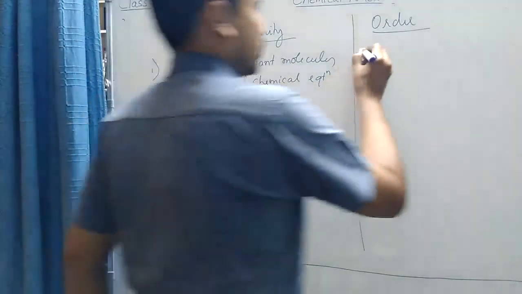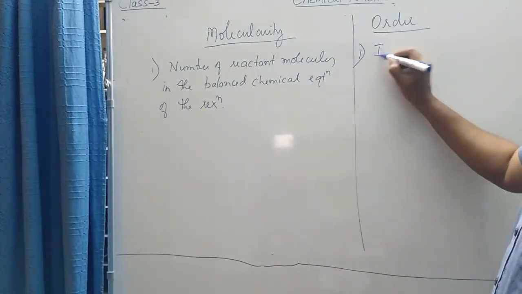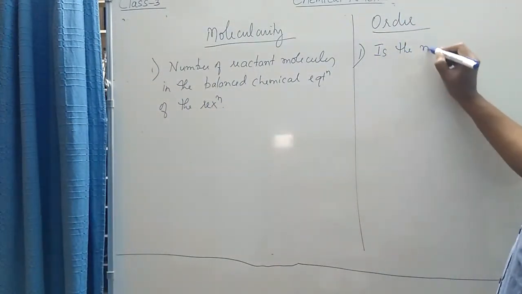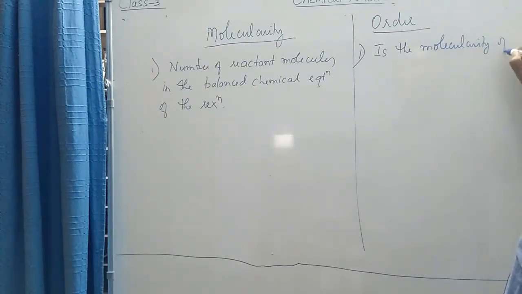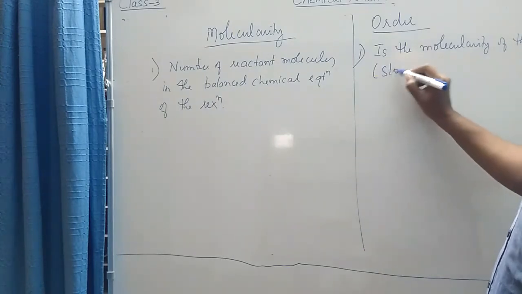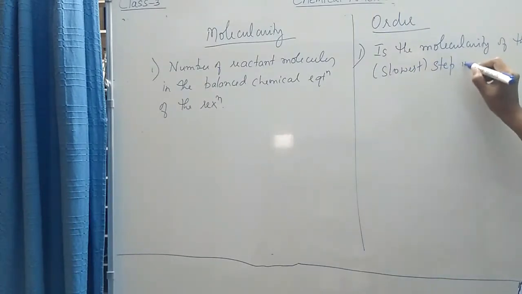Whereas, what is the order of the reaction? Order of the reaction is the molecularity of the rate determining step or the slowest step involved in the reaction. Or you can use the alternative definition.